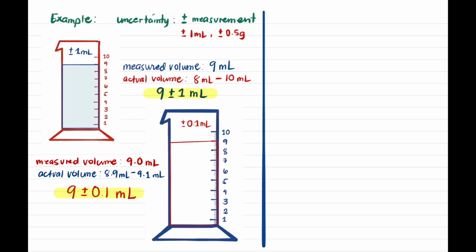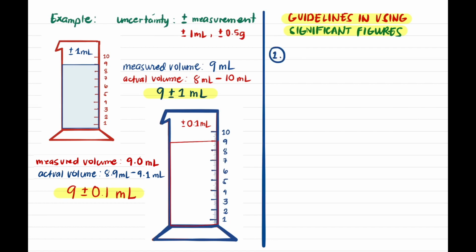Ngayon naman, let us talk about the guidelines for using significant figures. Sa ating scientific works, mahalaga ang significant figures to increase their accuracy. In general, madali lang naman ma-determine ang significant figures in a number. Kailangan lang natin sundan ang mga sumusunod na guidelines. Number 1. Any digit that is not 0 is significant.